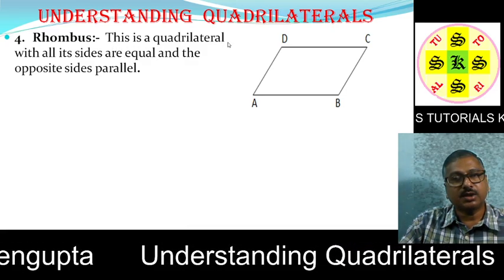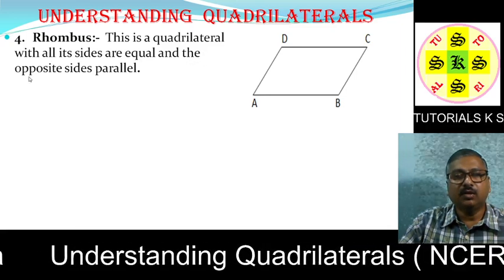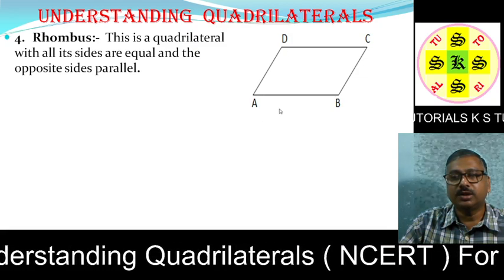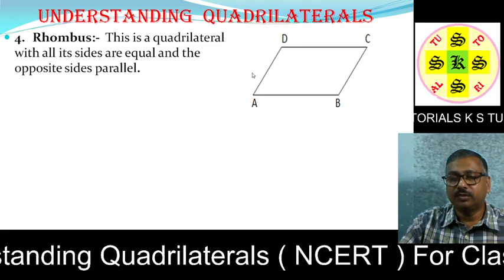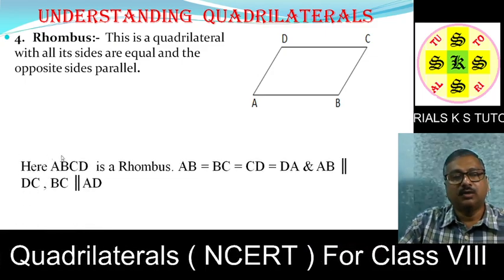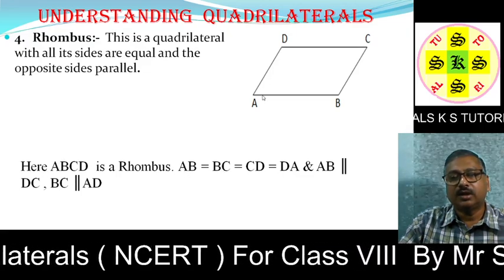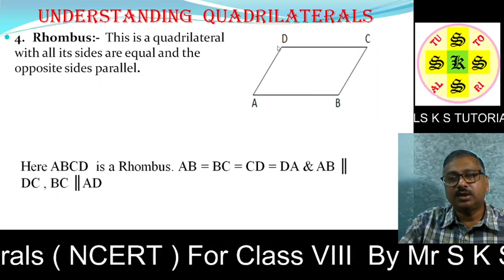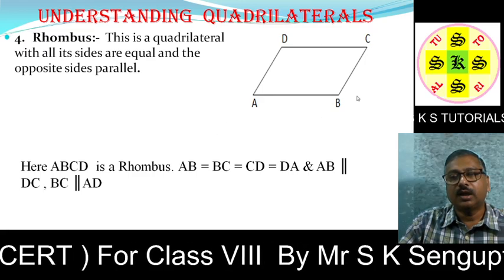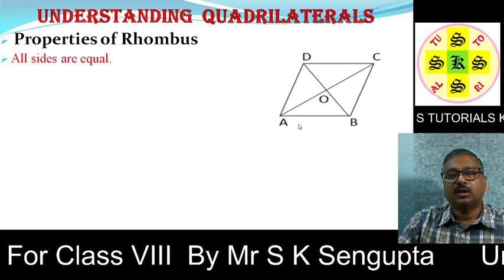This is a quadrilateral. We start from a quadrilateral with all its sides equal and the opposite sides parallel. Opposite means here AB is parallel to DC as well as BC is parallel to AD. This is the definition of a parallelogram. We can start from the parallelogram also. So now ABCD is a rhombus with AB equal to BC equal to CD equal to DA, that is all sides equal, as well as AB parallel to DC and BC parallel to AD. Now properties of a rhombus.